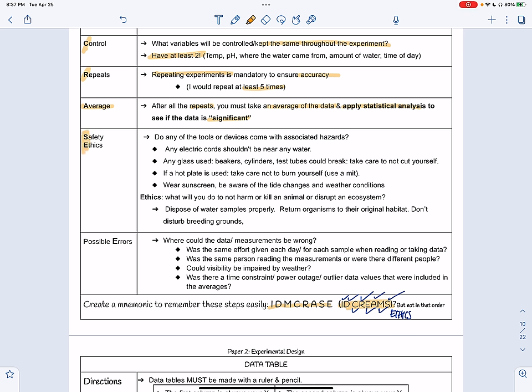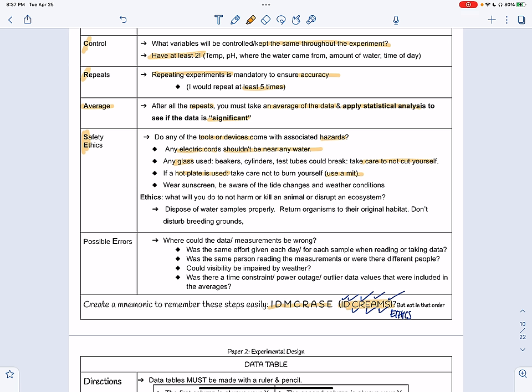Safety and ethics. Safety is going to be like, do the tools or devices have a hazard? Electrical cords, keep them away from water. That's an easy one. If you're using any glass that could break, take care not to cut yourself. Handle carefully to prevent breaks and cuts. If a hot plate is used, wear a rubber mitt. So you don't just say, don't burn yourself.